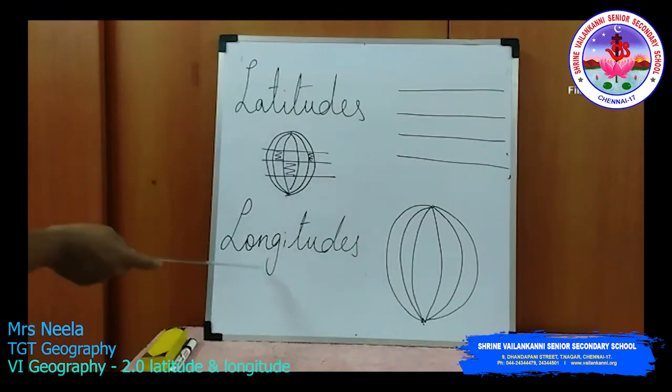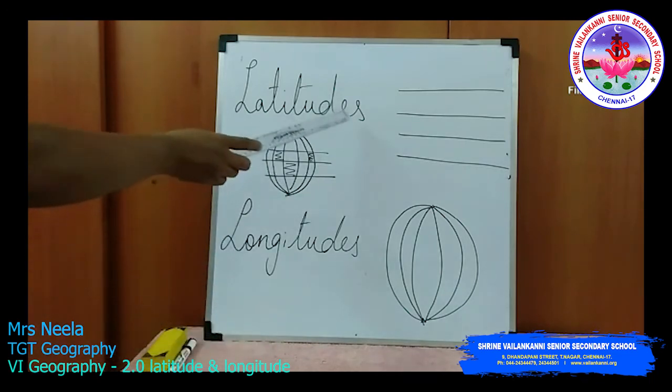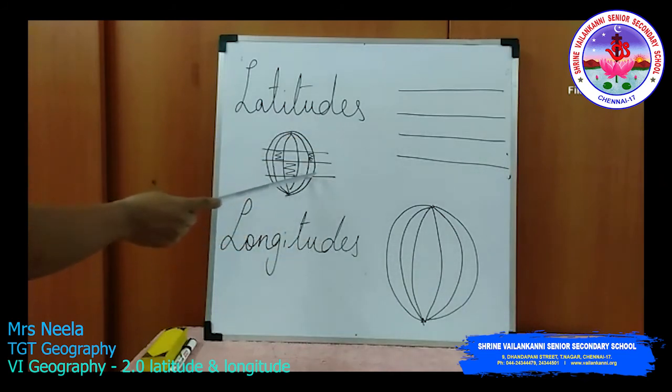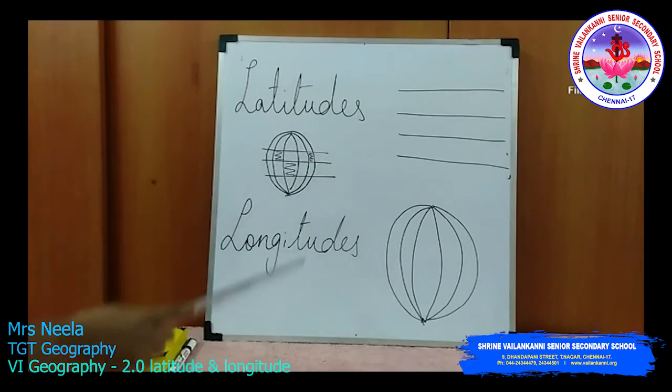Latitudes and longitudes are imaginary lines that circle the earth. Latitudes circle the earth horizontally and longitudes circle the earth vertically. When these two lines intersect each other at right angles, they form a grid. These grids are very helpful in locating places.